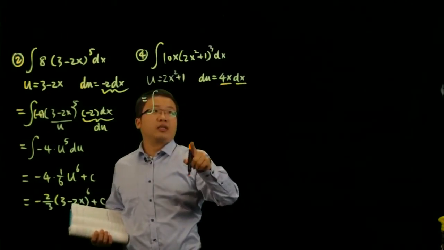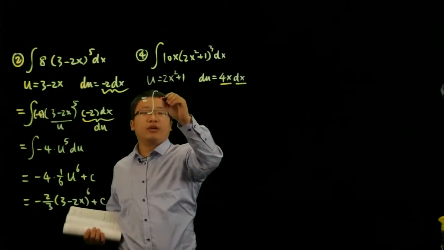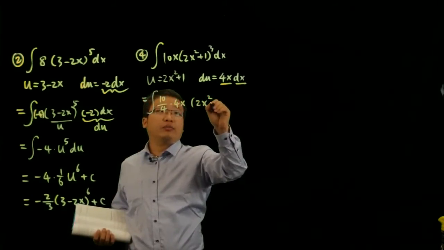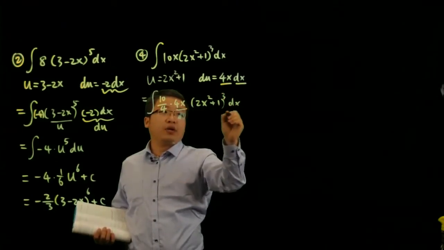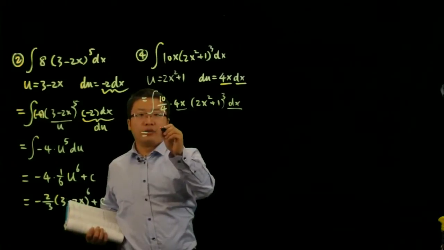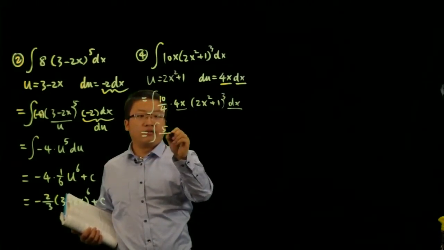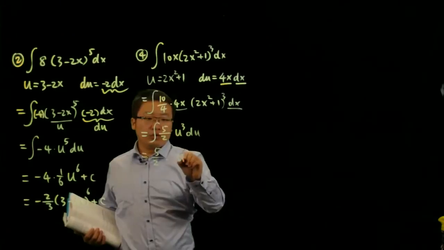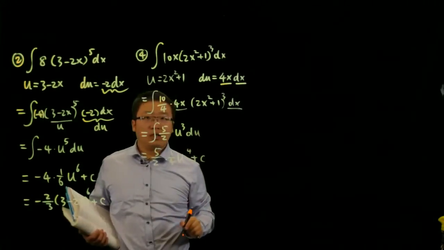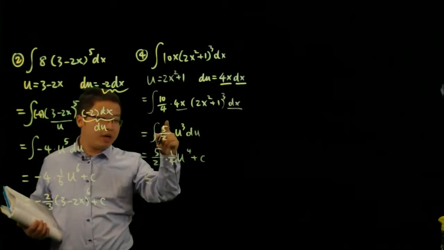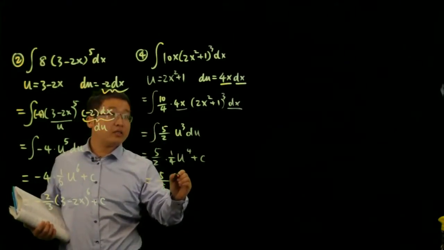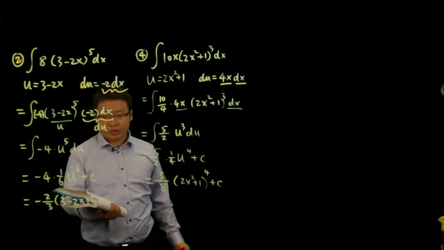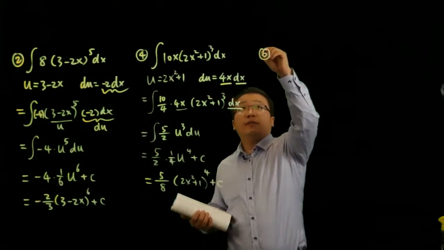We want to have 4x and dx. So I'm going to take out 4x so that the rest becomes 10 over 4, times 4x, times (2x squared plus 1) to the power of 3, and dx. And this 4x dx becomes my du. After the substitution, that would be 5 over 2, u to the 3rd, du. And the answer is 5 over 2, u to the 4th, times 1 over 4, plus c. Then you can substitute it back in and multiply this out. This is 5 over 8, (2x squared plus 1) to the 4th plus c. That's question number 4.